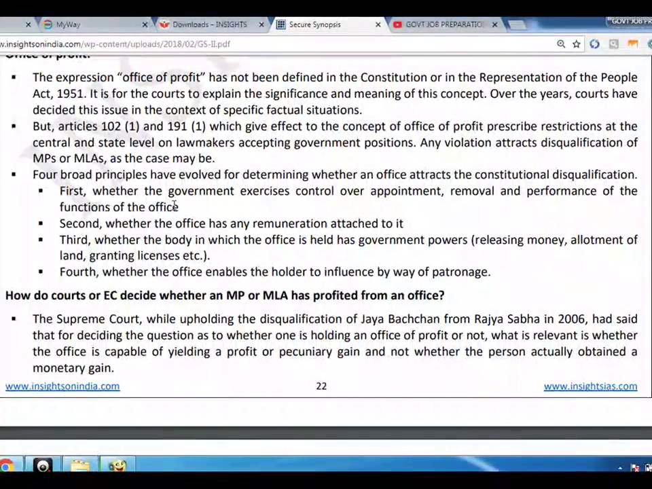How do courts or EC decide whether an MP or MLA has profited from an office? The Supreme Court, while upholding the disqualification of Jaya Bachchan from Rajya Sabha in 2006, had said that before deciding the question as to whether one is holding an office of profit or not, what is relevant is whether the office is capable of yielding a profit or pecuniary gain, and not whether the person actually obtained a monetary gain.